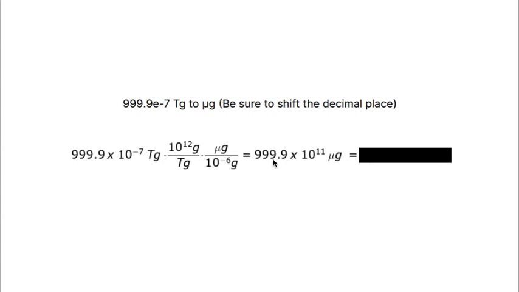So 999.9 times 10 to the 11th. And now we're going to shift the decimal place 2 times, right? And always gut check here. As we are shifting the decimal place, this value will get smaller, therefore this value must get larger. So we're shifting it 2 times. So notice this is now 9.999, but it's now times 10 to the 13th. That way these values are equivalent.